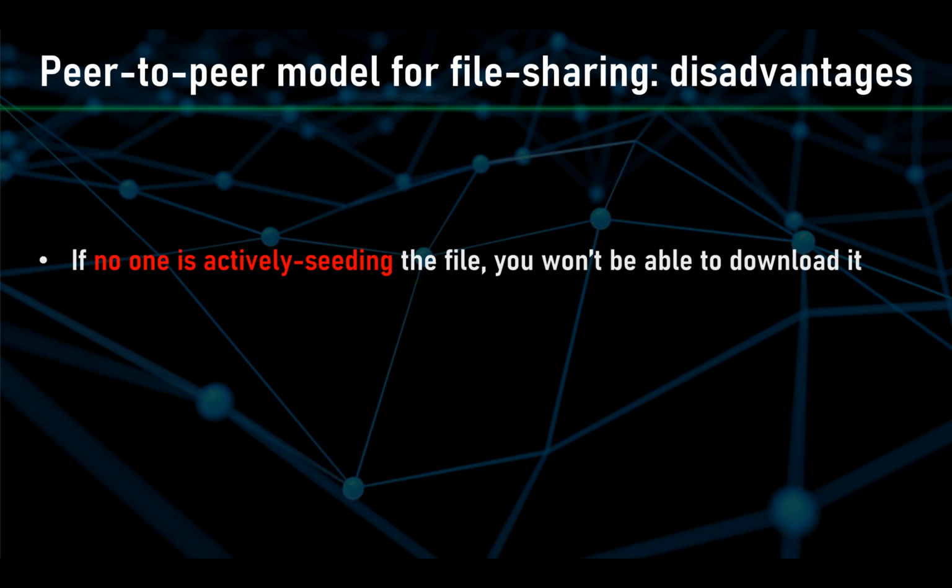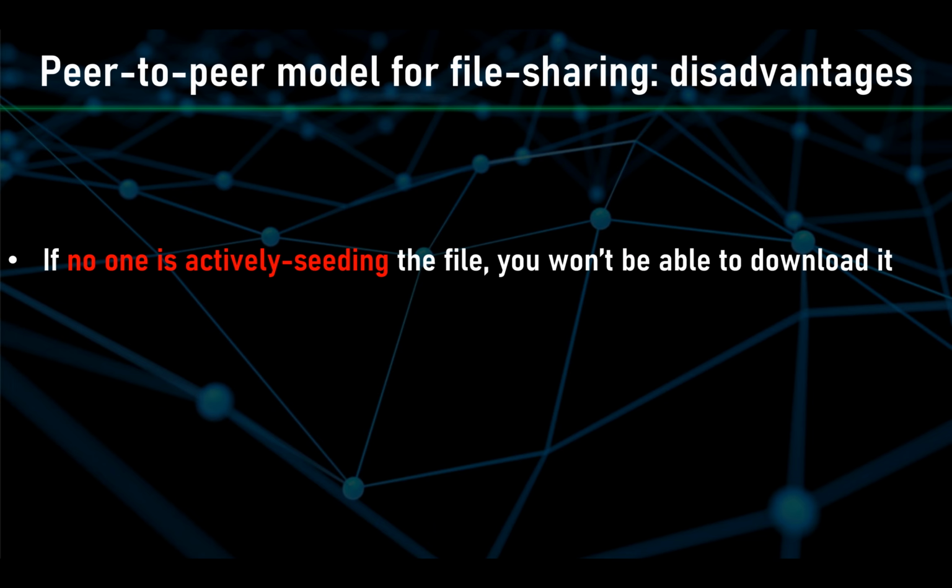Alright, so if we look at the disadvantages of peer-to-peer, one problem is that if no one is actively seeding, then you won't be able to download the file. Although we did say, let's say we've got A and B that have the file, the problem is if these are just regular people using their laptops, how many hours do they have their laptop open? How many hours do they actually have the torrent program open?